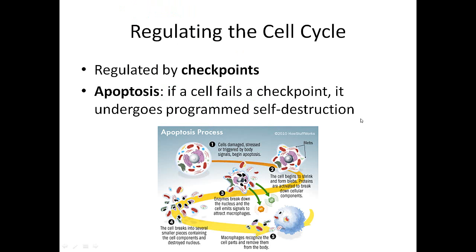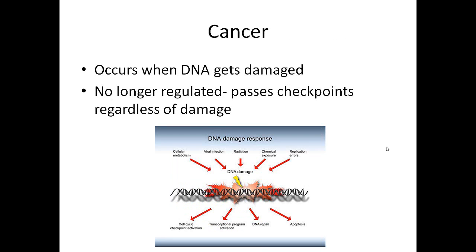And if a cell fails the checkpoint, let's say that its DNA is damaged and it has a mutation, it can actually become programmed to commit suicide, and that's called apoptosis. So if a cell fails a checkpoint, it will be programmed to die. Cancer happens when a cell that has a mutation passes a checkpoint without going through apoptosis. So DNA gets damaged, the cell cycle is not regulated, it can pass those checkpoints no matter what.